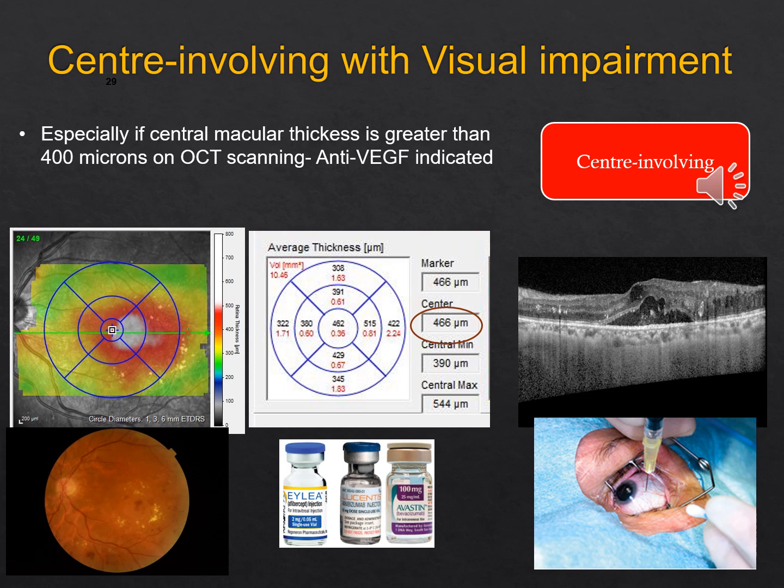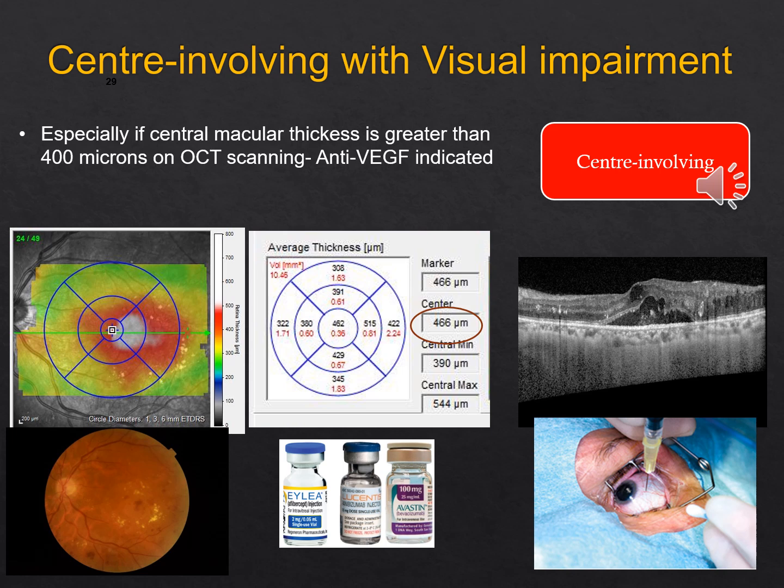How do we treat patients who have centre-involving diabetic macular edema with visual impairment? This is when we offer anti-VEGF treatment, especially if the central macular thickness is greater than 400 microns on the OCT scan. Below you can see a typical OCT scan of someone with centre-involving macular edema, and the central number, 462, within the central circle is the average central macular thickness.